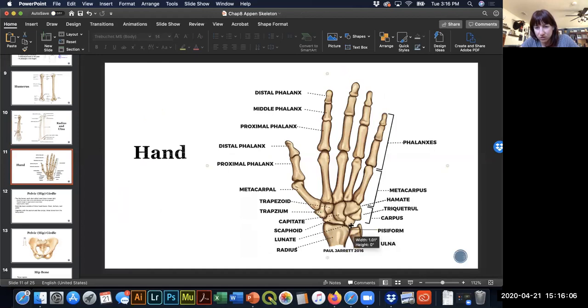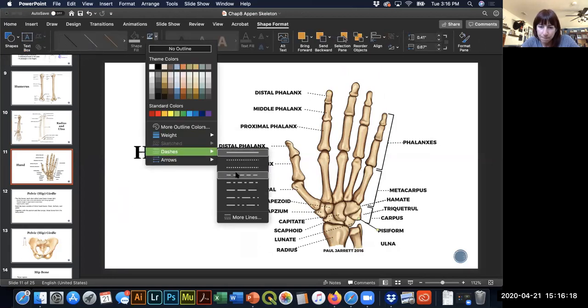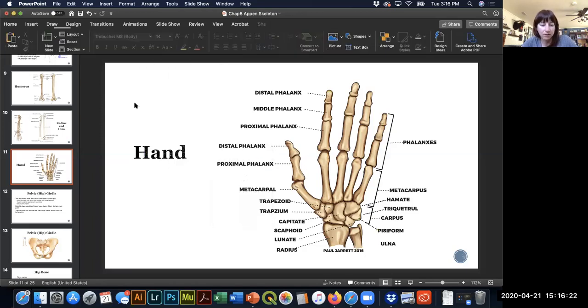Let's make a line. I'm going to steal a line from you. I didn't even make this drawing. I blame somebody else. Let me make it pretty. That's better. Now it looks like the other ones. Okay.